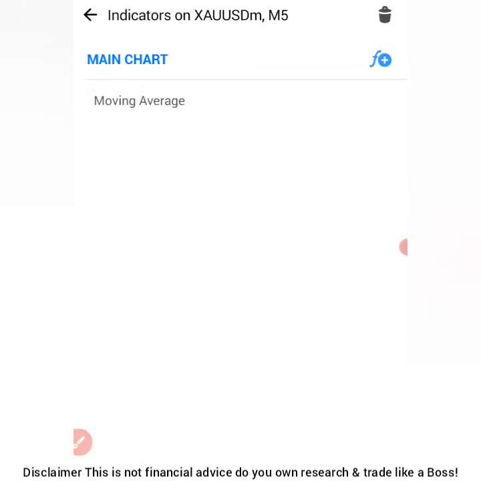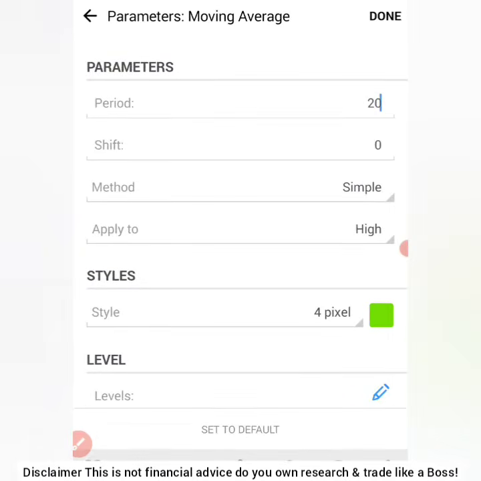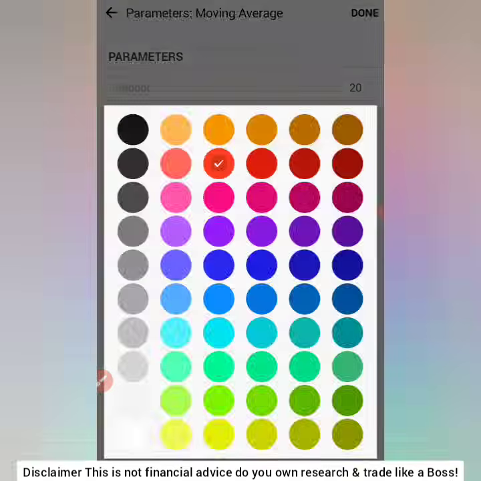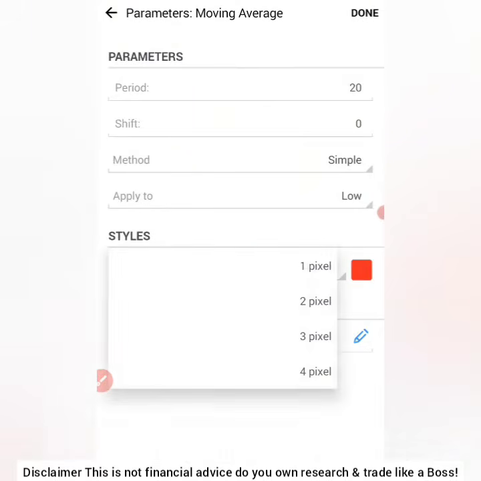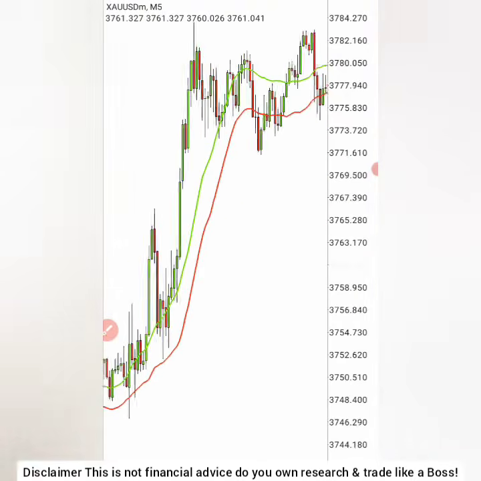Now we need to add the second one. We go to indicators, then you come to moving average. Period is 20. Method, simple, apply to low. And for the color, you can use any color that you want, but I recommend you use red, size 4 pixel. Now click done and you have the indicators on your chart looking exactly like this.